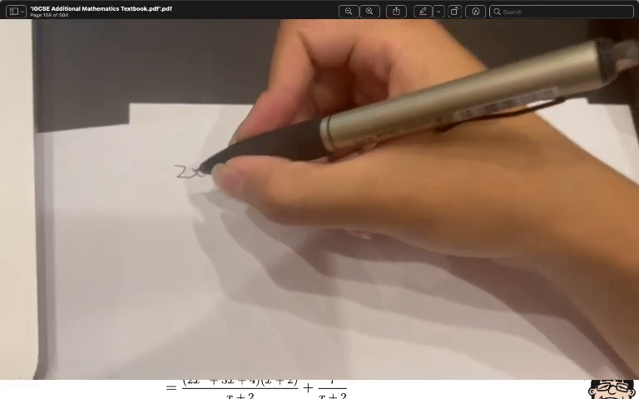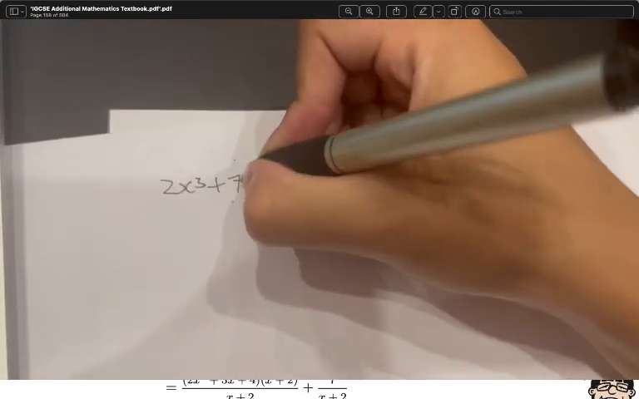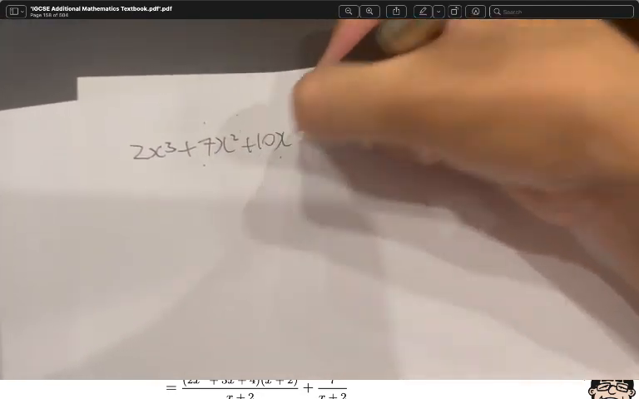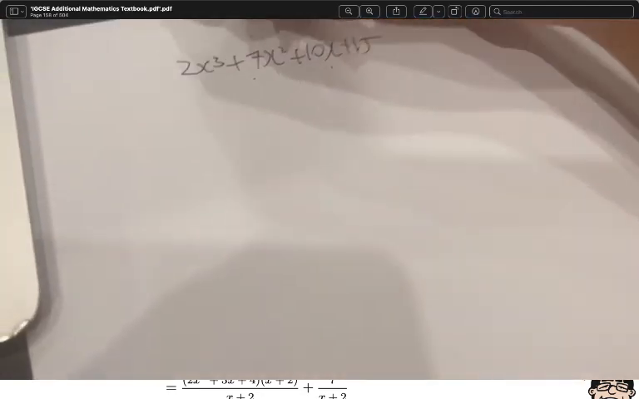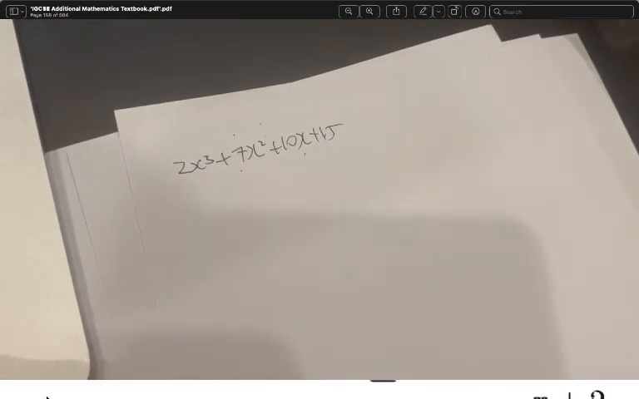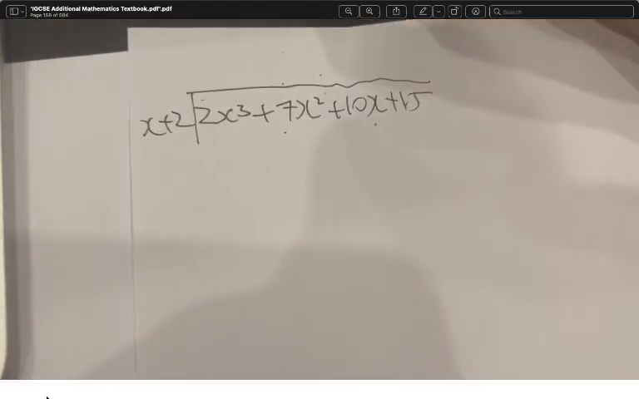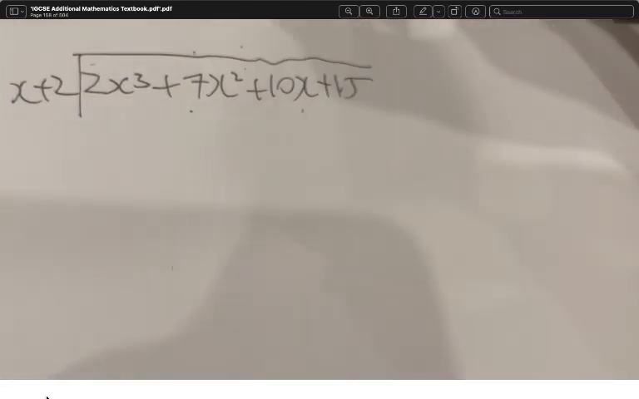2x³ plus 7x² plus 10x plus 15. Now given the divisor x plus 2, divide everything by x plus 2. Now let's undergo the division process.